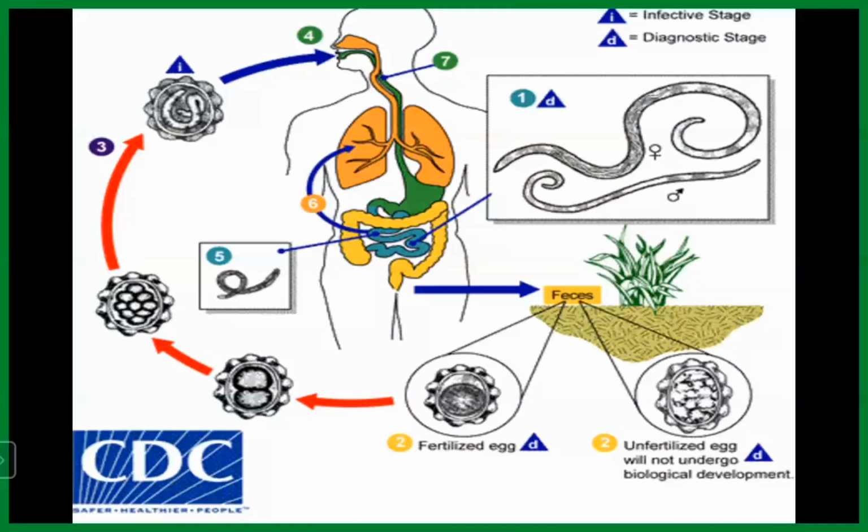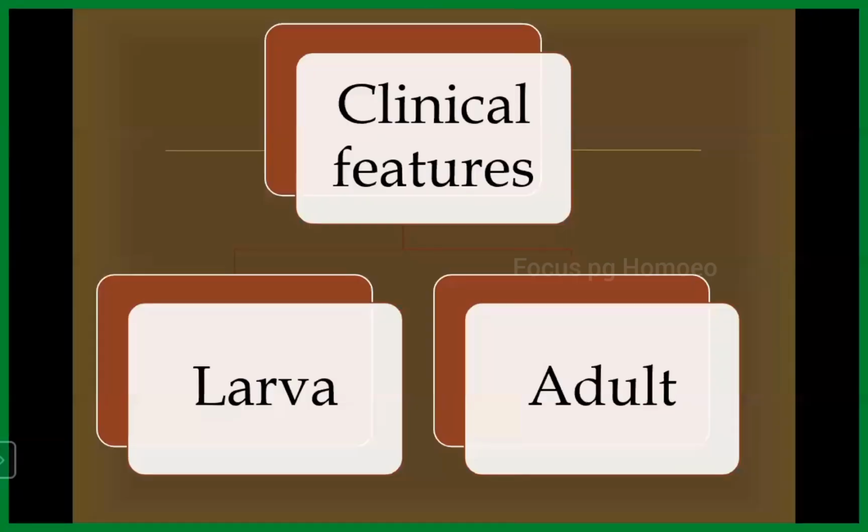swallowed. From there, the larvae will molt and develop into the adult form in the small intestine. It will take about 6 to 12 weeks to mature, and the gravid female will start laying eggs. In this way, the cycle is repeated to spread the infection. The clinical features are produced by the larvae and the adult.